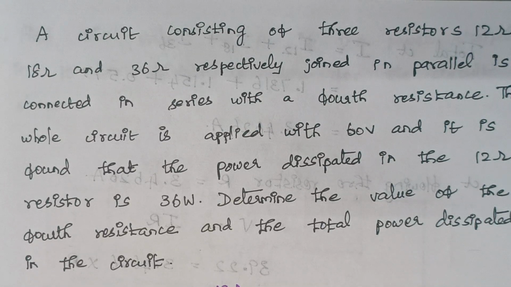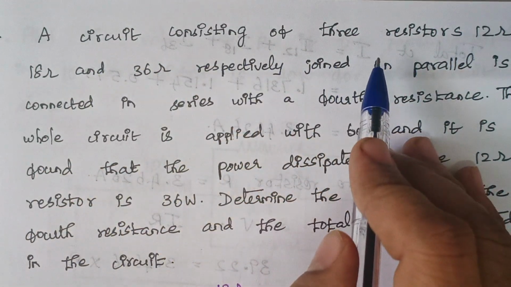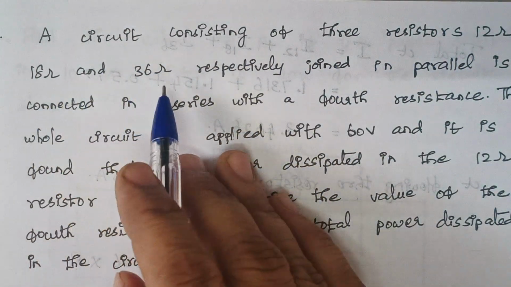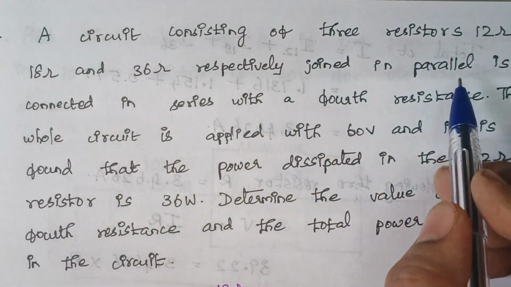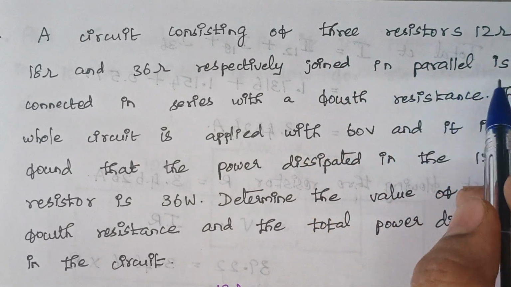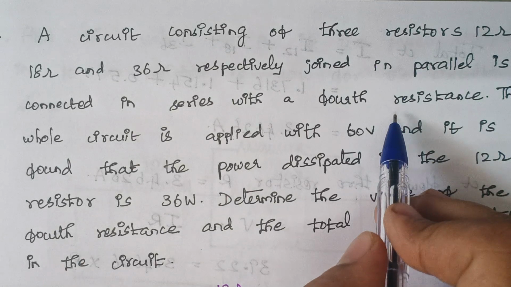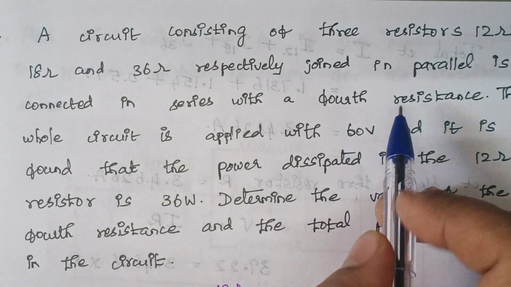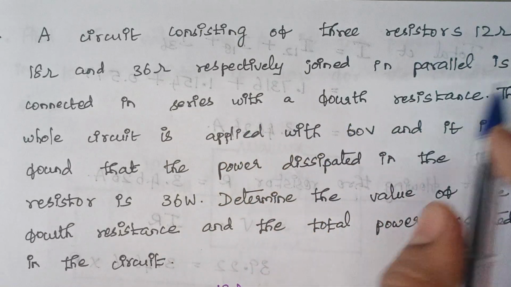Today we are going to discuss the problems related to KCL and KVL. So here the problem is a circuit consisting of three resistors, 12 ohm, 18 ohm and 36 ohm respectively, joined in parallel. Right, the three resistors are connected in parallel and that combination is connected in series with a fourth resistance.